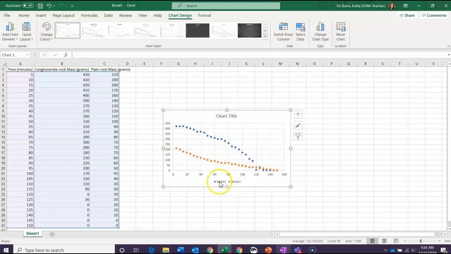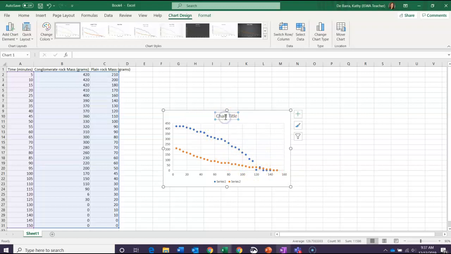We've got 2 series. Series 2 is our plain rock model, so we see how the plain ice melts. Series 1 is our conglomerate rock model. We see that it kind of starts to melt the same as the first one, but then it kind of drops off. So it seems to melt quicker at the end, whereas the ice maintains a consistent melting rate over the whole time period. Okay, so it looks like we're good to go there.